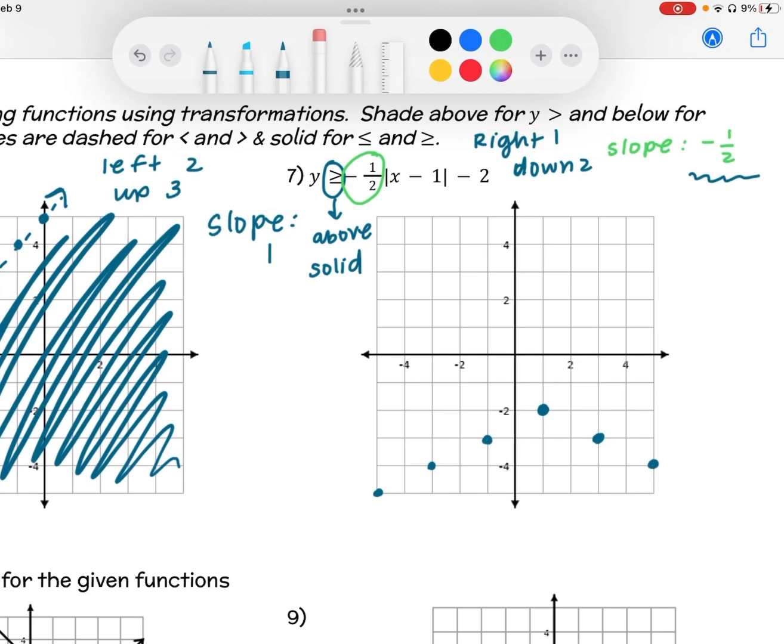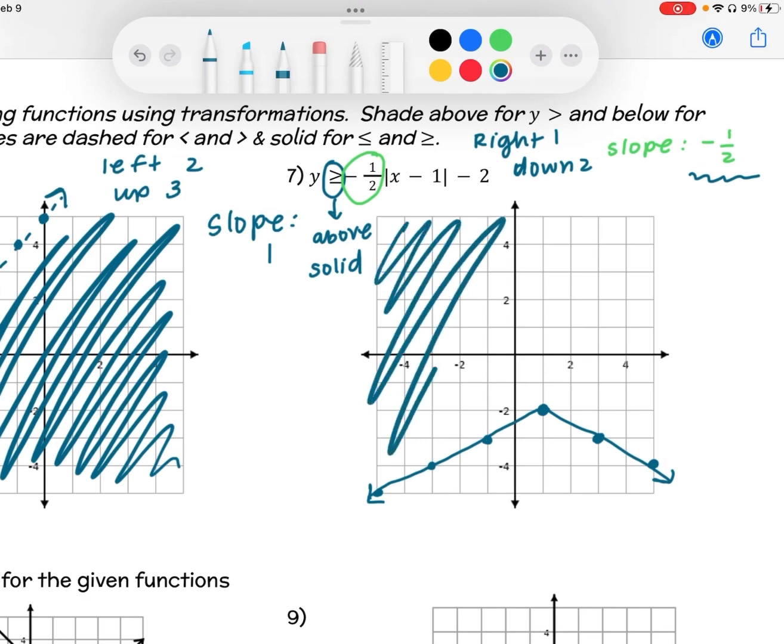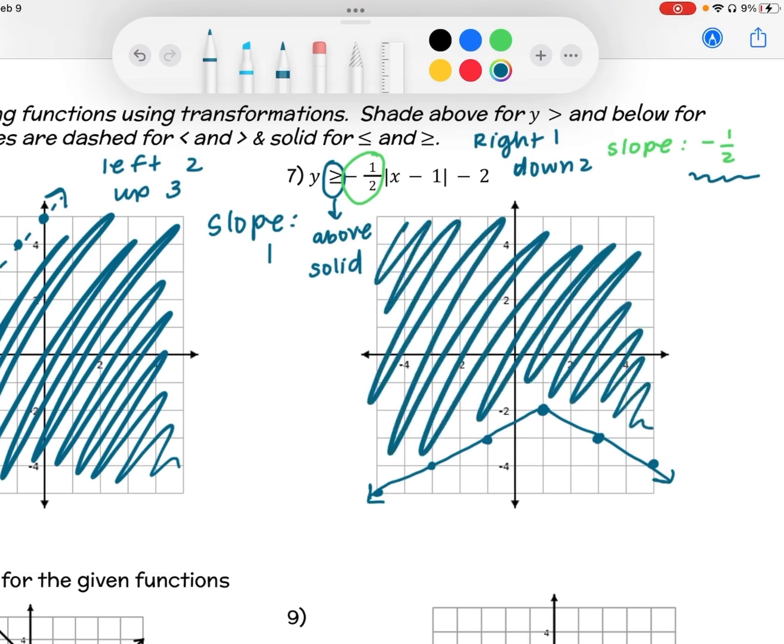All right, and then we're going to connect. So remember, we have a solid line because of that greater than or equal to. I'm going to do my solid line. And then we're shading above. So I'm going to shade this whole top area. So we're above the absolute value graph.